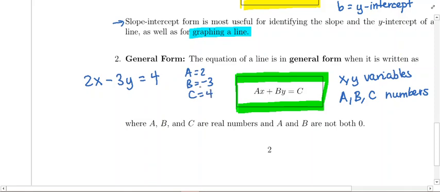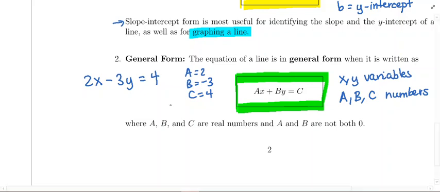General form, I'll be honest, is not really helpful for anything. The only reason you need to know it is because oftentimes the line may be presented to you in this way, and you have to recognize that it's a line.